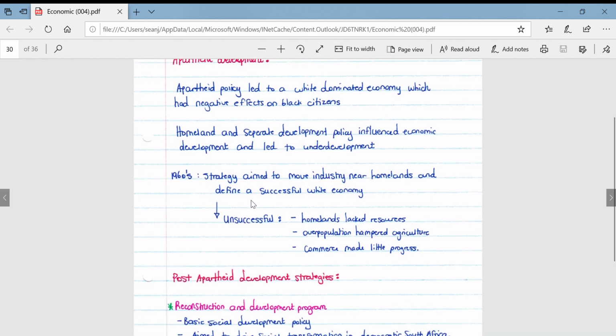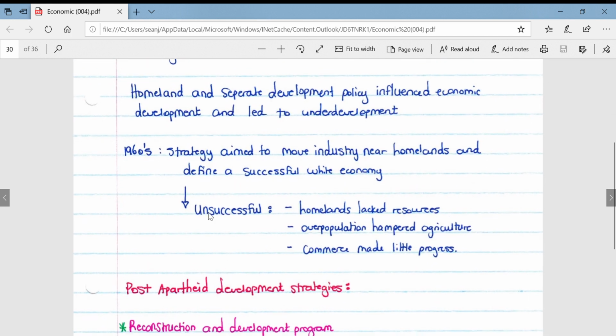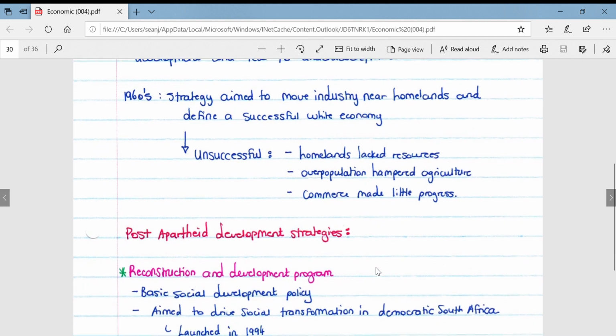During the 1960s, there was a strategy which aimed to move the industry near the homelands and define a successful white economy. However, this was unsuccessful due to the following reasons. The homelands lacked resources, overpopulation hampered agriculture, and commerce also made little progress during this time.